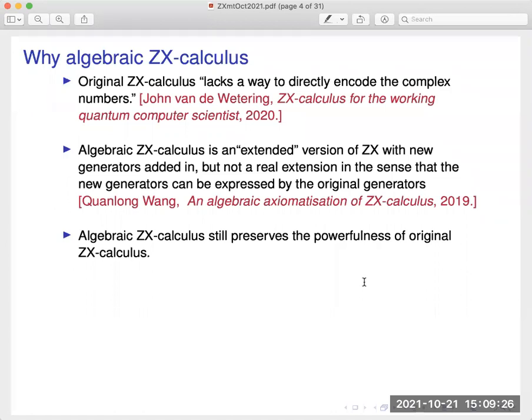The version I use is the so-called algebraic ZX calculus, which can be seen as an extended version of the original ZX calculus. I will show later that we just add some new generators, but it's not really an extension, because the added generators can be expressed by the original generators, the green and red spiders. And also, we can still keep the power of the original ZX calculus. So that's why we use algebraic ZX calculus.